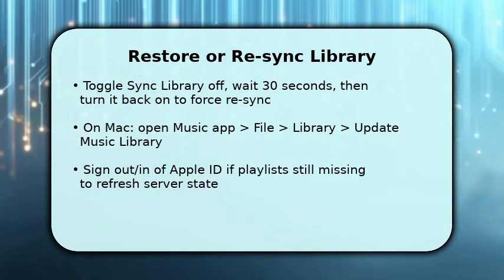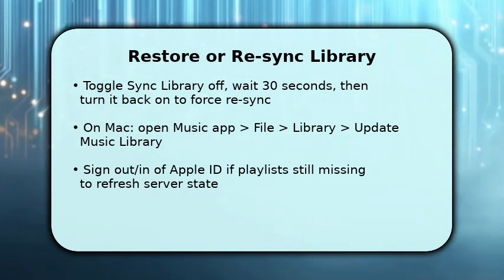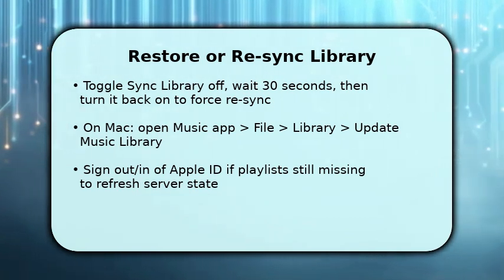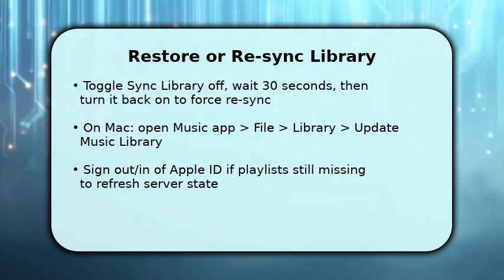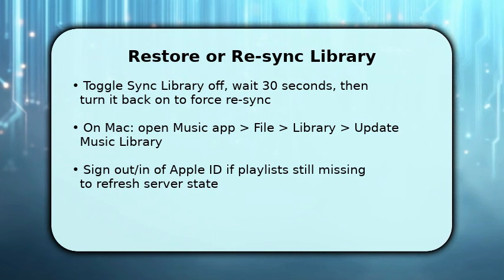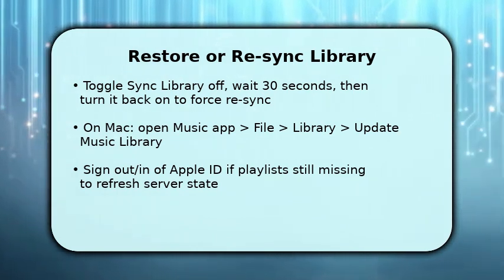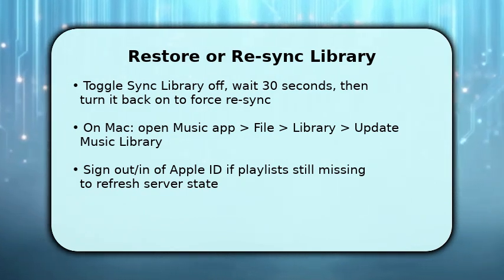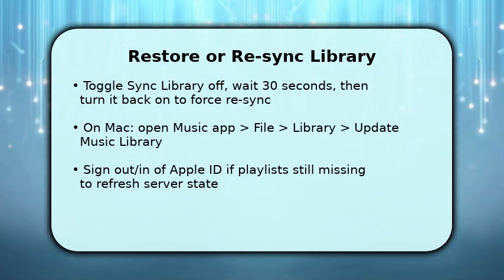Next, you force a refresh to coax lost playlists back. On your iPhone or iPad, toggle Sync library off, wait about 30 seconds, and turn it back on. This often triggers a full sync. On a Mac, open the Music app and choose File, Library, Update Music Library to pull server changes. If that doesn't work, sign out and back into your Apple ID on the device to refresh server state. This clears stale tokens and prompts a fresh library download. Make sure your connection is stable during this.